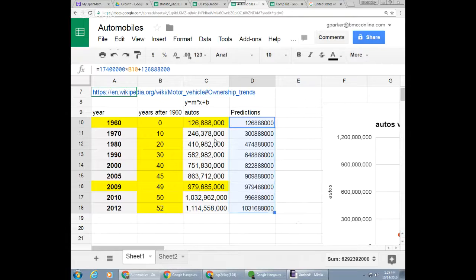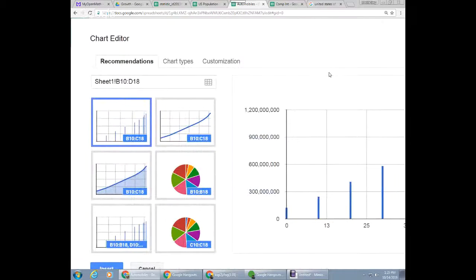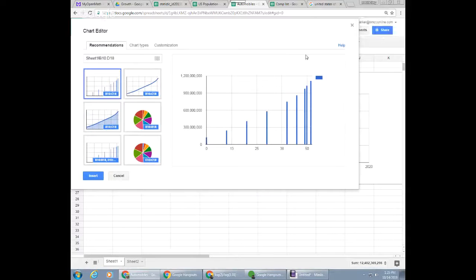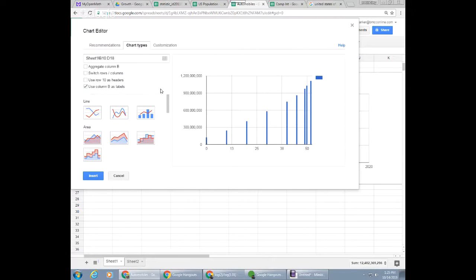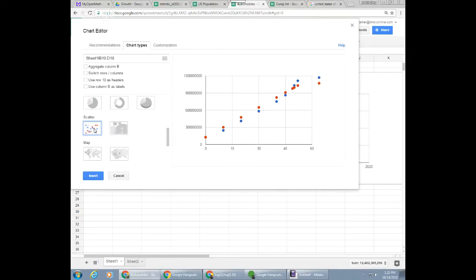All right. And so now I just want to graph these two next to each other and see what happens. So I'm going to graph these 3 columns. So I just click, give me a graph, Google. And let's shrink it down. Chart types. You could always graph it by hand. I wouldn't recommend that, but you can.